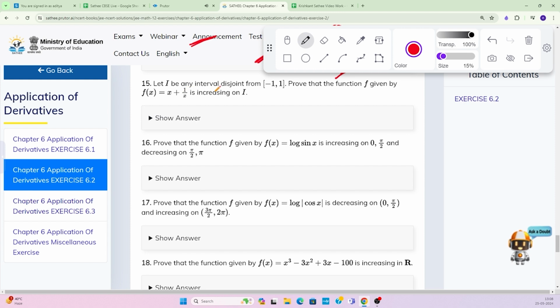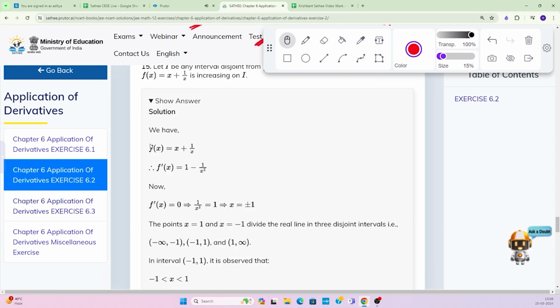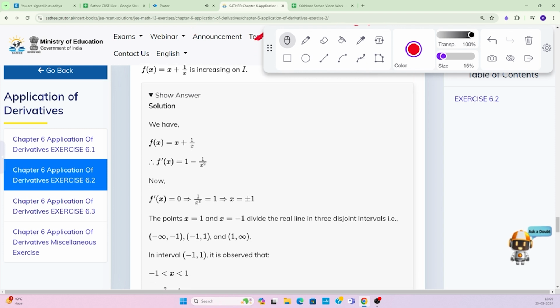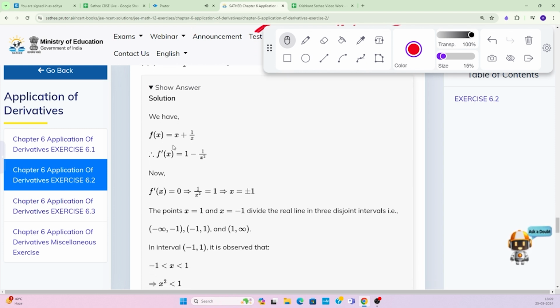Now the 15th problem says, let I be any interval disjoint from -1 to 1. Prove that f is increasing on I. This means that first of all we find the derivative. The derivative will be 1 minus 1 by x square.